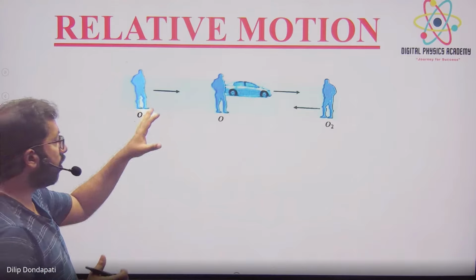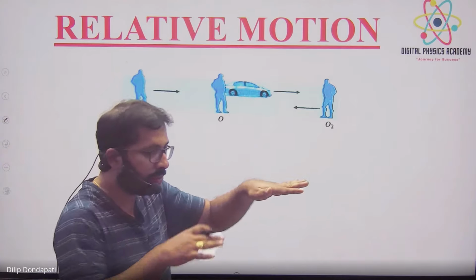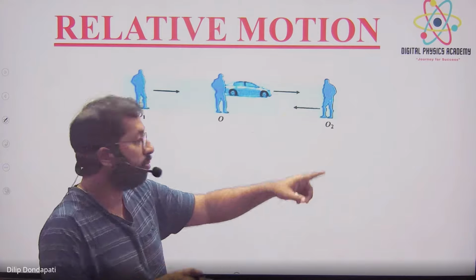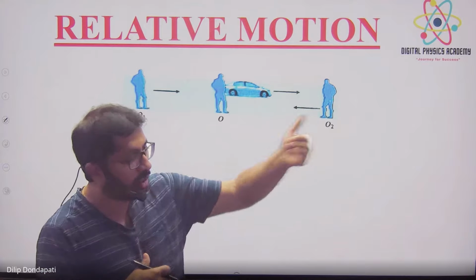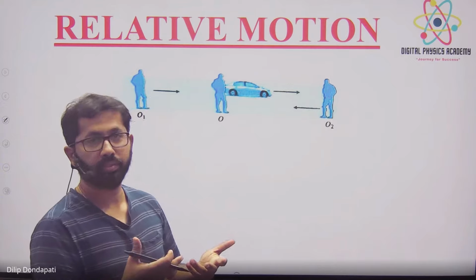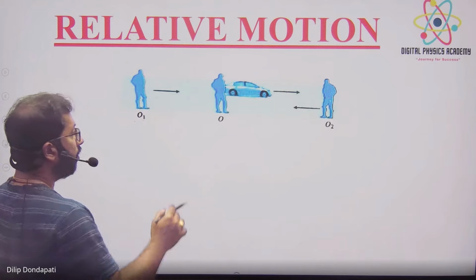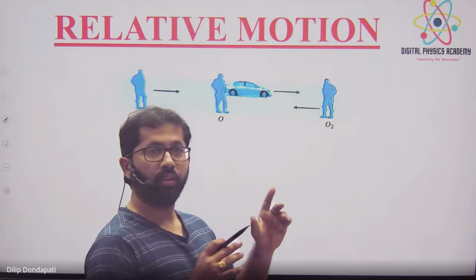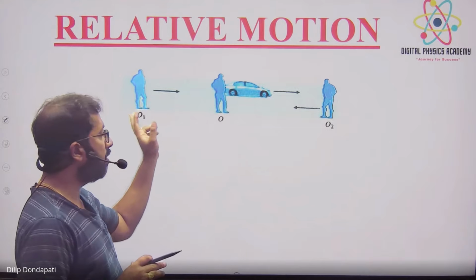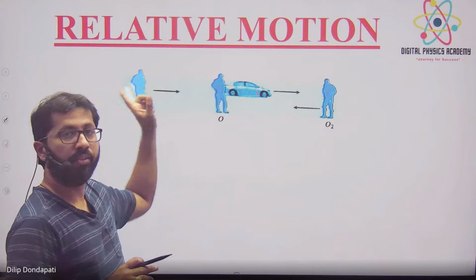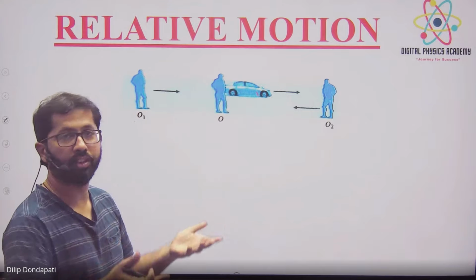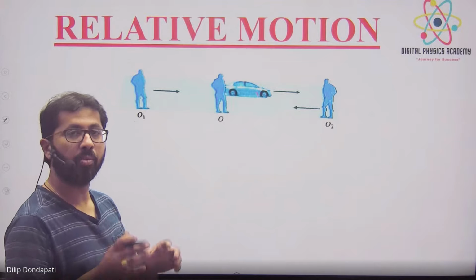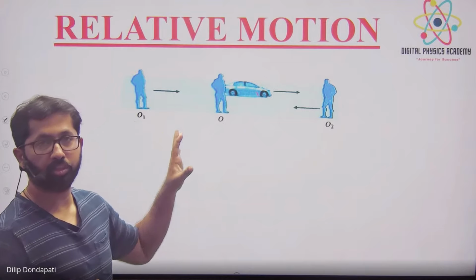Yes, observer 1 को, because he is running in the same direction, car का speed थोड़ा कम लगेगा. You will feel that the car is going slower. But observer 2 is running opposite to the car, so he feels it faster. That's why, to understand this concept, relative motion came into the picture. Same car, but different observers feel different things: one feels the car is going faster, one feels slower. That is called the relative motion concept. समझ में आ रहा है?